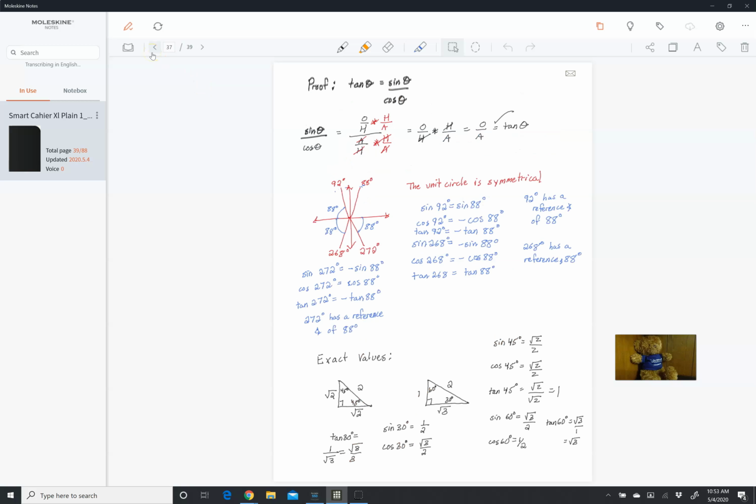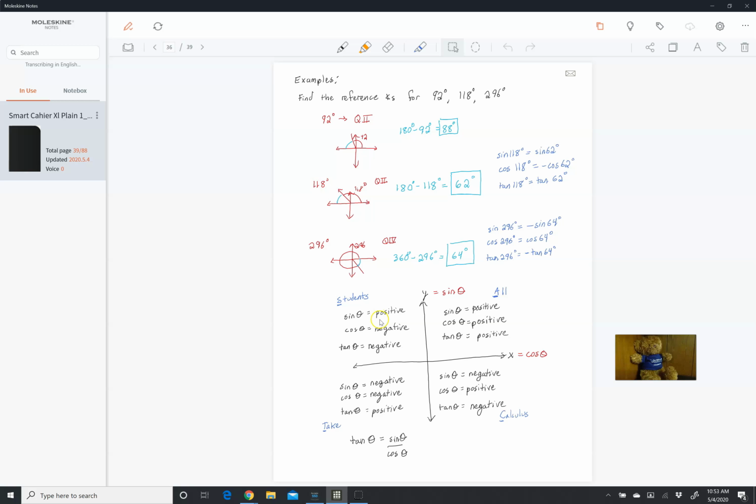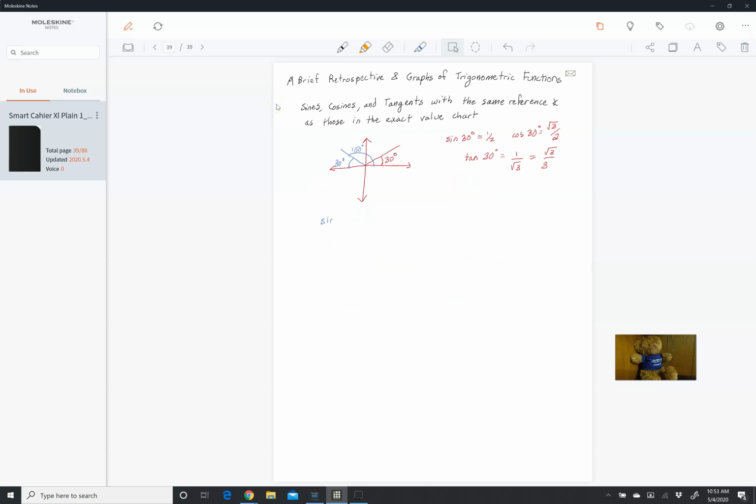In quadrant 2, the sine is positive, the cosine is negative, and the tangent is negative. So what does this mean? This means that the sine of 150 degrees is going to equal the sine of 30 degrees. They're the same in both quadrants. The sine is positive in both quadrants. So the sine of 150 is 1/2.